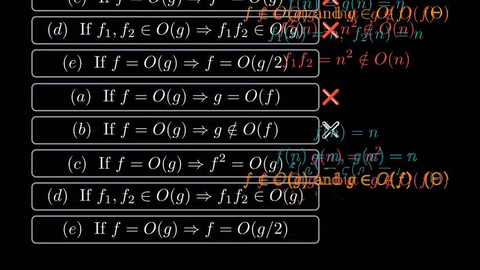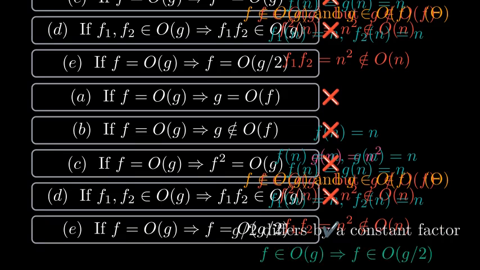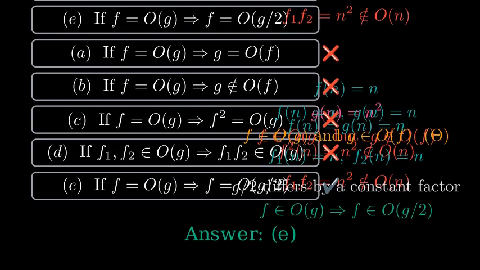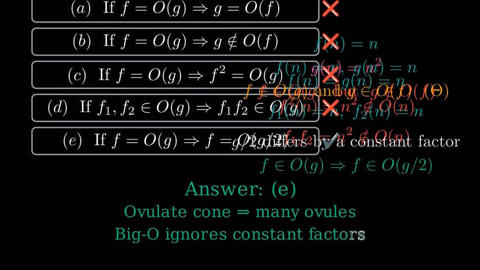Part E. If F equals big O of G, then F equals big O of G over 2. This is true because constant factors do not change big O classes. Answer: Option E. Recap. An ovulate cone carries many ovules because each scale bears an ovule, and in Big O notation, constants do not matter. So F in big O of G implies F is in big O of G over 2.